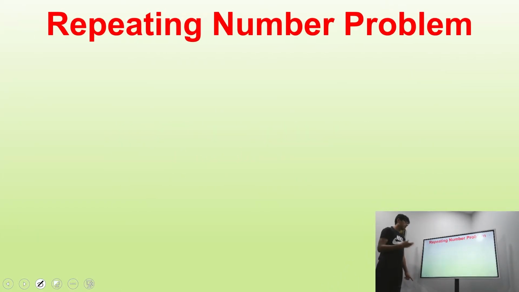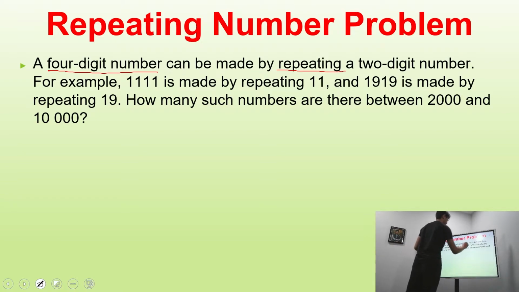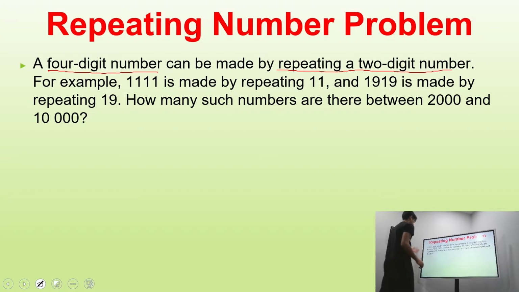So, repeating number problem. Here's the question for our problem. A 4-digit number can be made by repeating a 2-digit number. For example, 1111 is made by repeating 11, and 1919 is made by repeating 19. How many such numbers are there in between 2000 and 10,000?